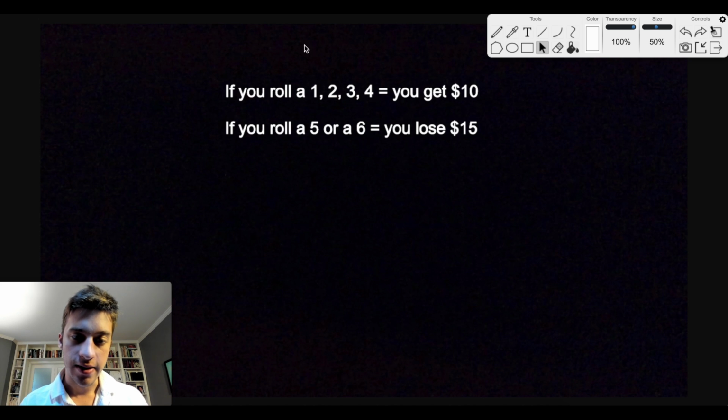Now, what we're looking at here for expected value is you want to isolate two metrics: probability of success and the payout of success, probability of failure and the payout of failure. What that means is, if we roll a 1, 2, 3, or 4 on a 6-sided die, we know there's about a 2/3 chance of doing that, because there are four faces, and 4 out of 6 is about 66%.